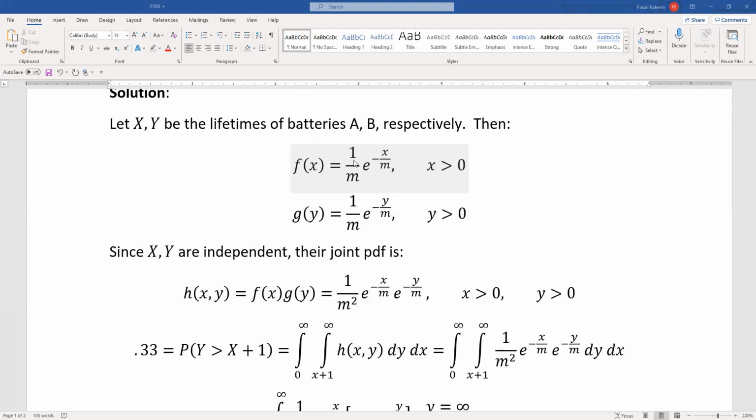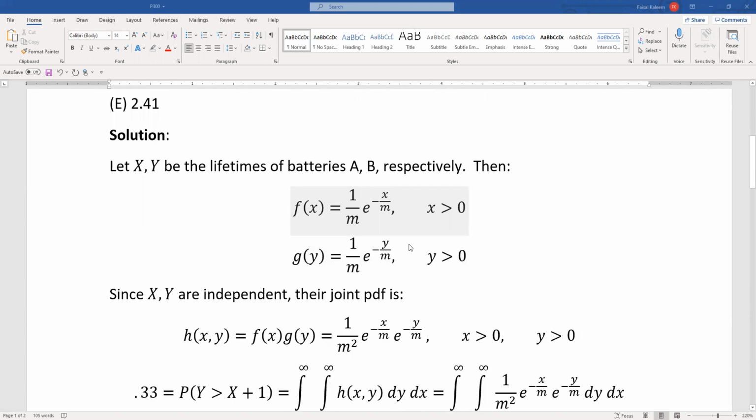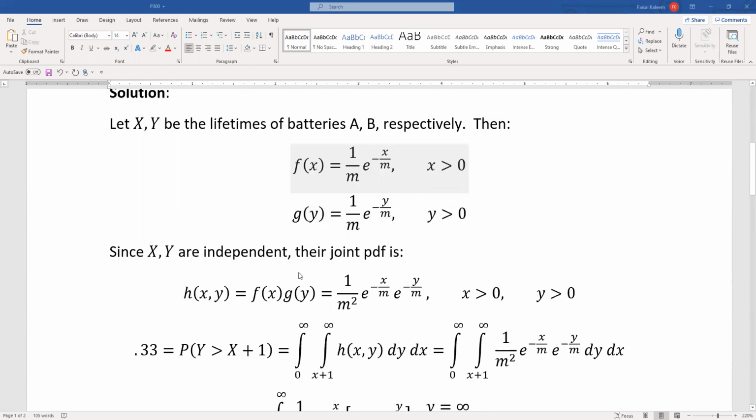When you multiply these two, 1 over m times 1 over m is 1 over m squared, and e to the negative x over m times e to the negative y over m. Both x and y are positive. We are given that 0.33 is equal to the probability that y is greater than x plus 1, the probability that B outlasts A by more than 1 year. If it outlasts by exactly 1 year, then y will be equal to x plus 1, but it says it outlasts A by more than that.